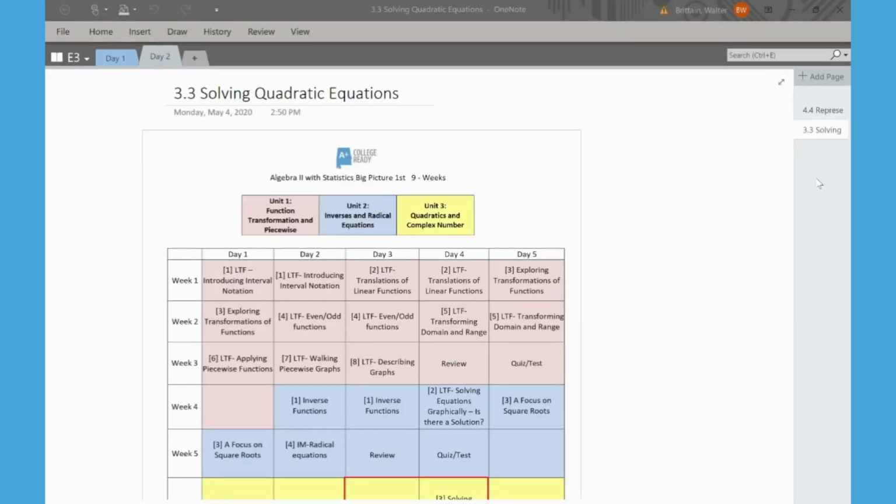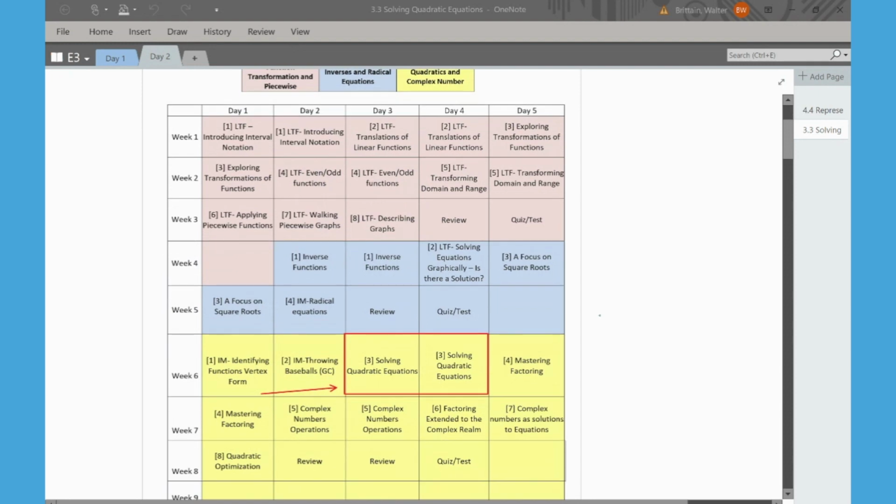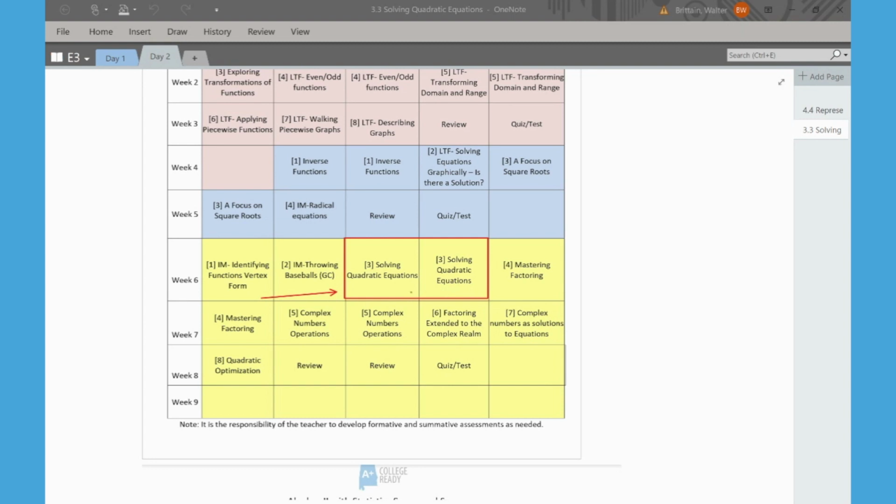In this video, we're going to be looking at a lesson called Solving Quadratic Equations, which falls under Unit 3 for the Algebra 2 with Statistics. So looking at the big picture, we can see that in yellow, if we scroll down, week 6, this is actually a 2-day lesson, so that's why it's in 2 boxes here. So this is actually going to be on days 3 and 4 for this unit.